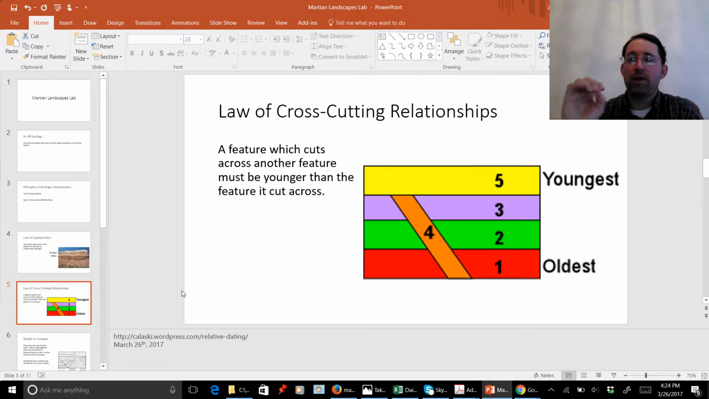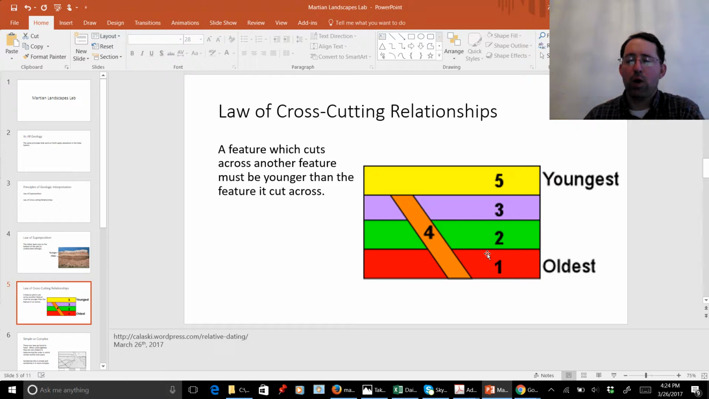Cross-cutting relationships goes hand in hand, but is a bit different. Basically, a feature which cuts across another feature has to be younger than the thing it cut across. Let's take a look at that in the diagram here. So obviously 1 is the oldest because it's on the bottom, followed by 2 and 3. Now, 4 has to be younger than these other layers because it disturbs them.